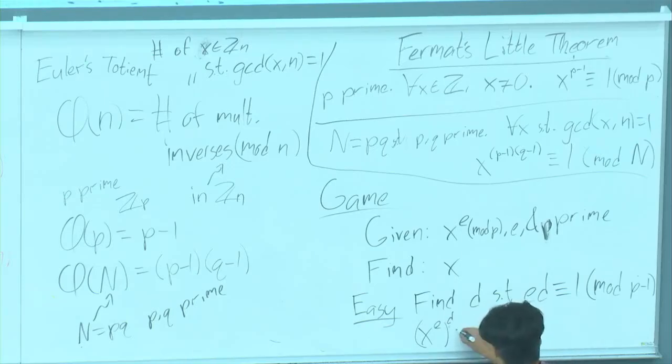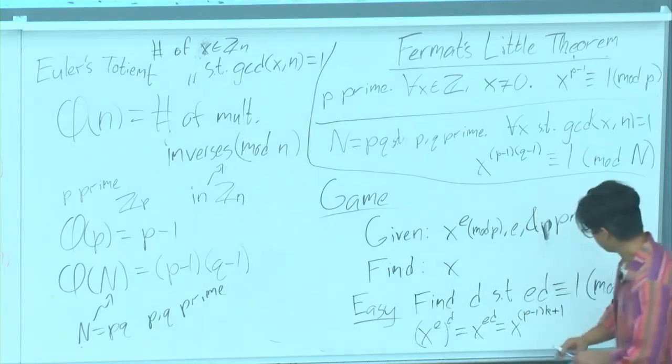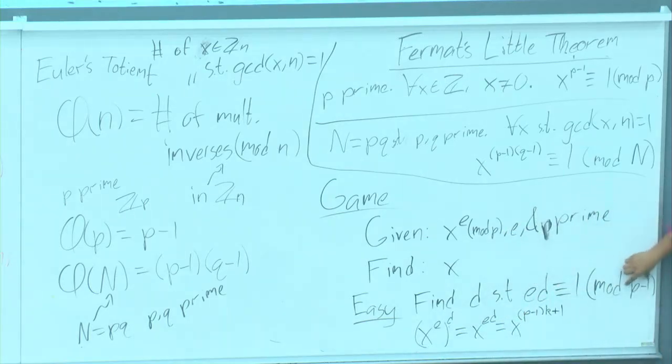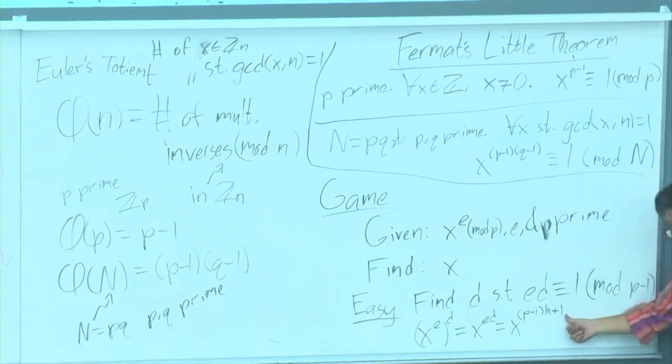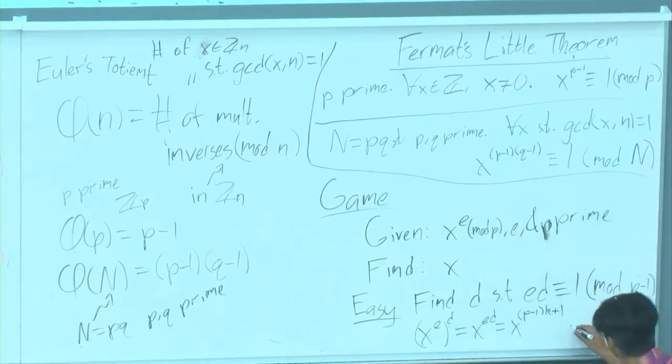And what does it mean for e? Ed is a multiple of p minus 1 with a remainder of 1. So x to the ed is the same as x to the p minus 1 k plus 1. That's what it means for ed to be congruent to 1 mod p minus 1. That is, it's a multiple of p minus 1 except with a remainder of 1. And what we can do there is just group: x to the p minus 1 to the k, times x. This goes away to 1, and what we're left with is x.